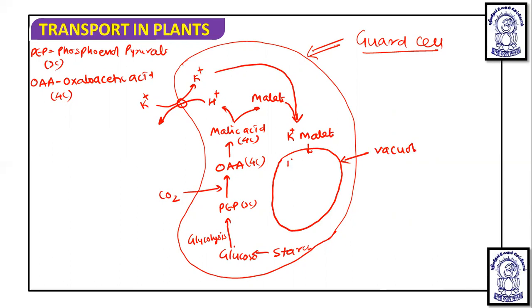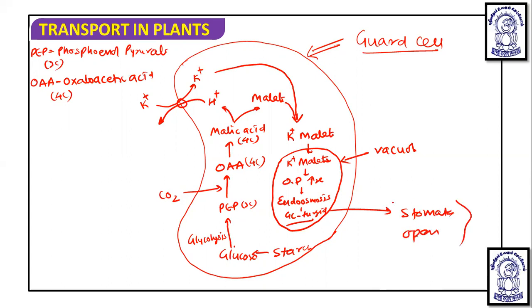In the vacuole, as the potassium malate increases, the solute concentration is increased. So osmotic pressure increases, due to which endosmosis will take place and water will come inside. Due to this, the guard cell becomes turgid, and when the guard cell becomes turgid, the stomata open. So the solute concentration of potassium gets increased, endosmosis takes place, the water content increases in the guard cell, and ultimately the guard cell becomes turgid, and due to this the opening of stomata will occur.